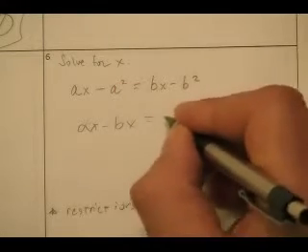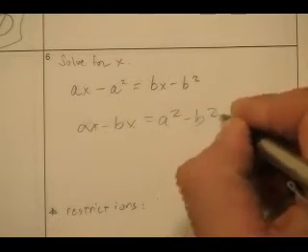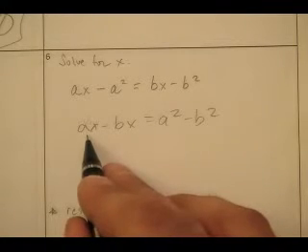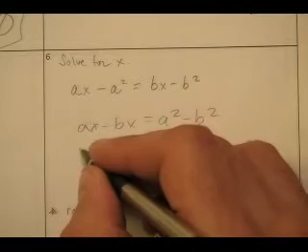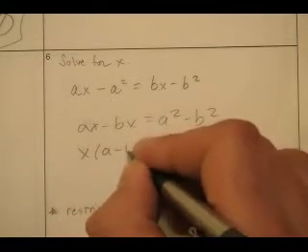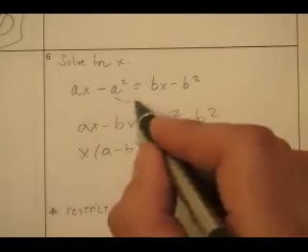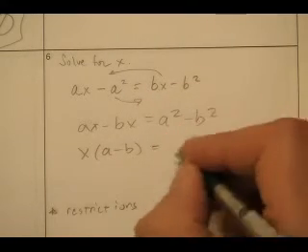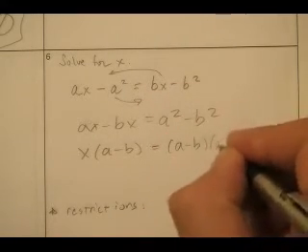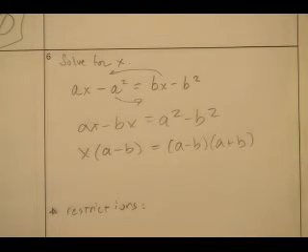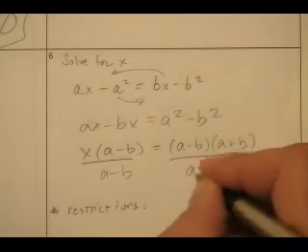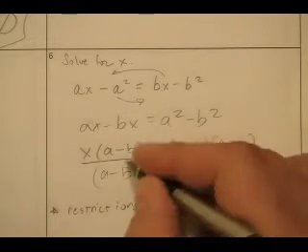So let's subtract bx. I'm going to end up with ax minus bx, and I'm going to add this a squared over here, so it equals a squared minus b squared. Here, I'm going to have ax minus bx. I can factor the x out. It's x times a minus b, right? So notice I brought this guy over there and this guy over there. And this factors to a minus b times a plus b. I'm trying to get the x alone. Oh, I can divide both sides by a minus b. What happens? Boom.